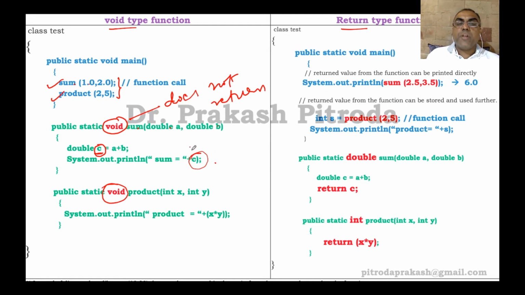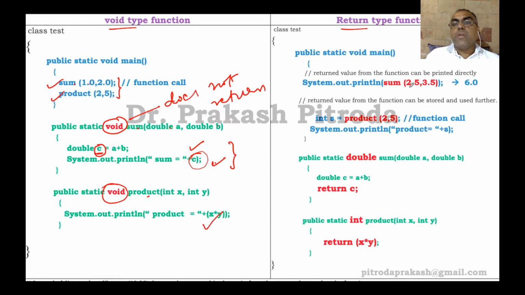Void type is expected to either store a value, print a value, or both. So your product function is called here, 2 and 5 has been supplied over here, and the calculated value is directly printed on the screen because it's a void type.